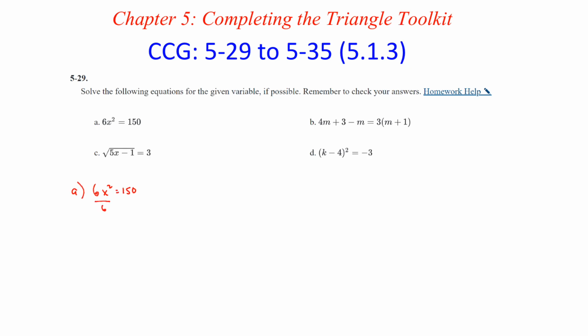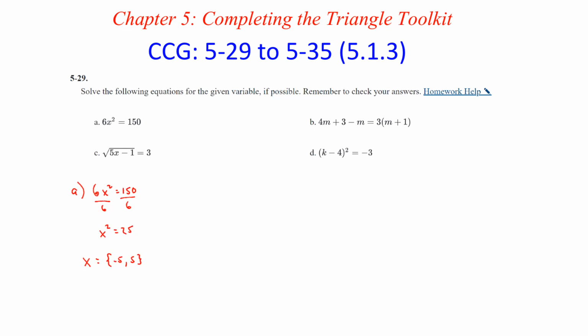Let's see if we can isolate the x squared by dividing by 6. If we take 150 and divide that by 6, we get 25. So x squared is equal to 25. Now we can take the square root of both sides, or we can just ask ourselves what number times itself gives us 25, and we get two solutions. We have x is equal to negative 5 and positive 5. So those are our two solutions.